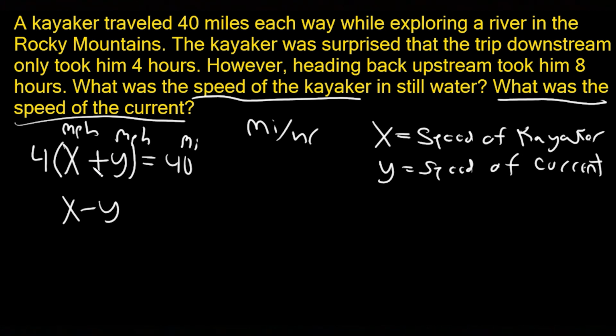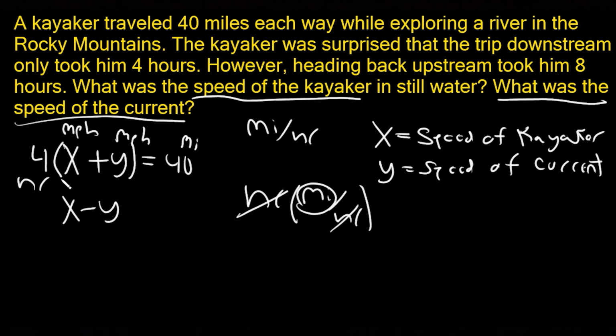Think about your units. This 4 is hours, right? So if you were to do hours times miles per hour, because that's what I'm doing inside parentheses, right? Miles per hour. Well, your hours will cancel out and I'm left with miles. Meaning you're going to have miles plus miles equal to miles, right? That's how we want to set it up here.